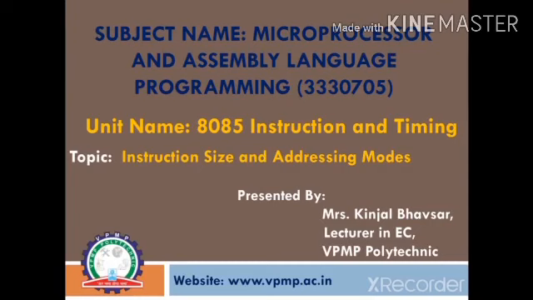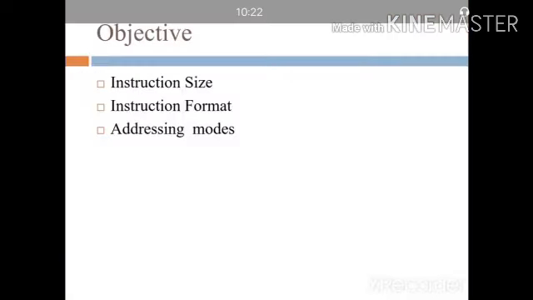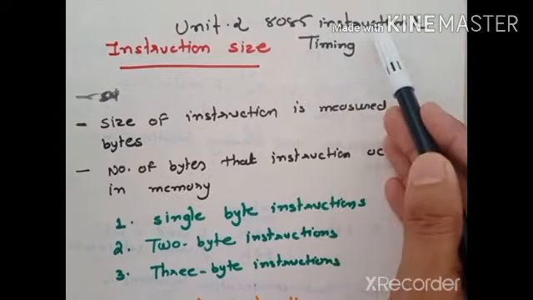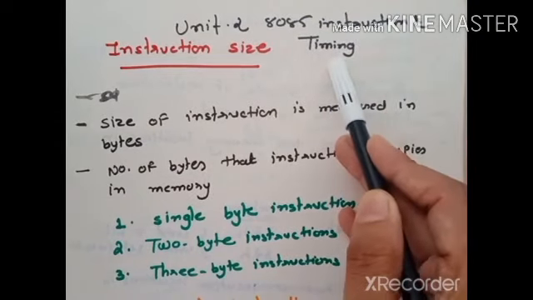Subject name: Microprocessor and Assembly Language Programming. Unit name: 8085 Instructions and Timing. Topic: Instruction Size and Addressing Mode. These are the objectives. First, instruction size, then instruction format, then addressing mode.